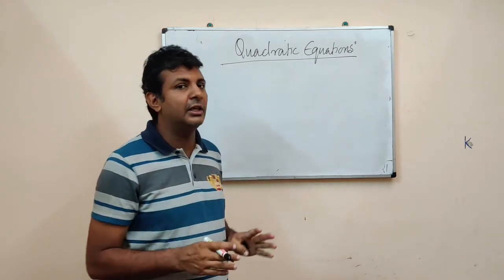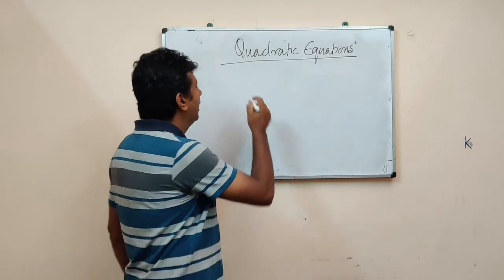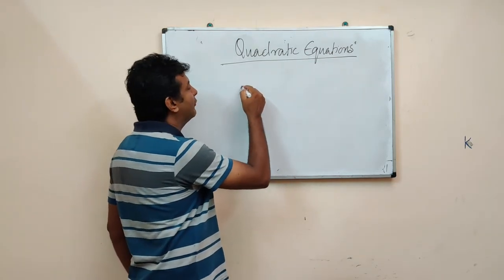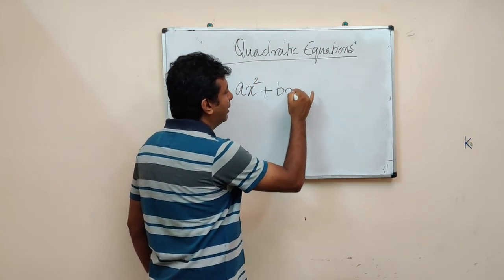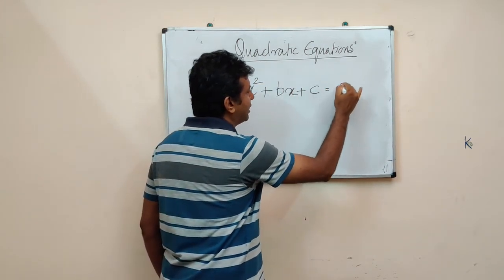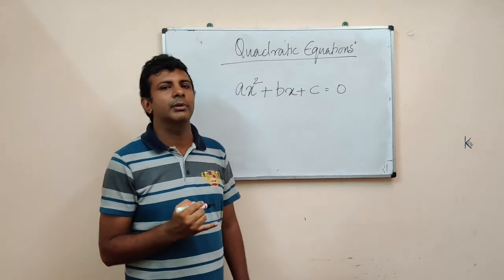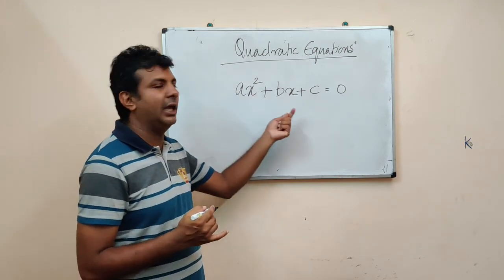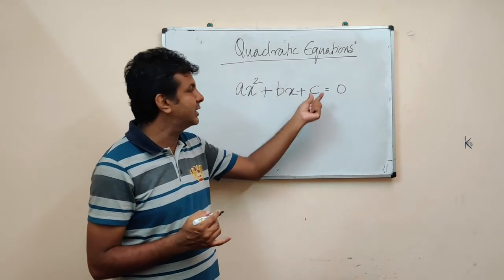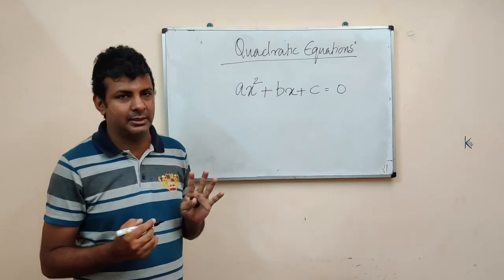Now let us look at the standard form of any quadratic equation. We are discussing here quadratic equations in a single variable only. The standard format of a quadratic equation is ax square plus bx plus c is equal to 0. A is the coefficient of x square, b is the coefficient of x, and c is the constant. Here the variable is x.